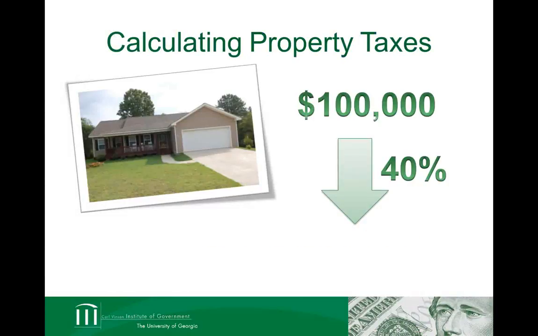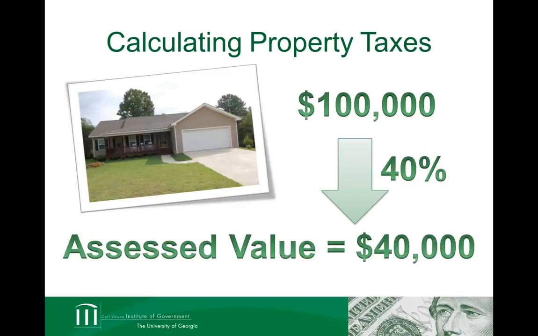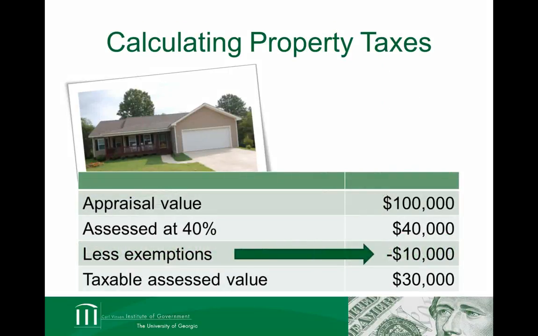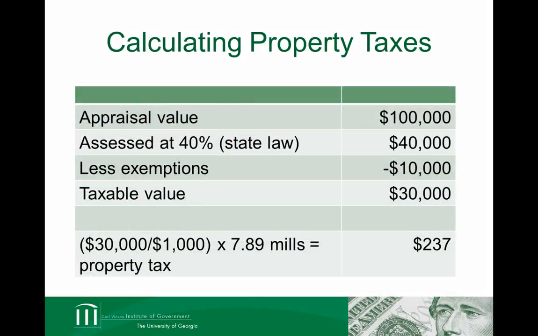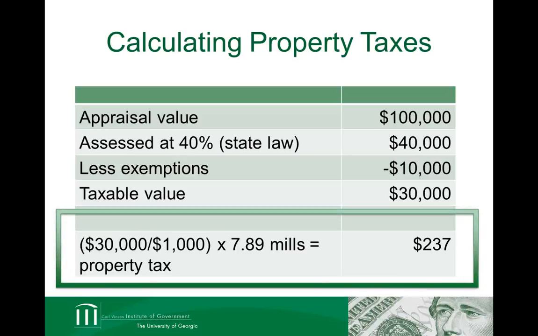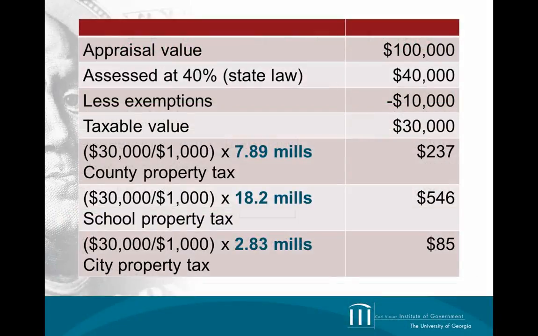For example, if I have a home that has an appraised value of $100,000, then 40% of the $100,000, or $40,000, is its assessed value. If I have exemptions that total $10,000 and I subtract that amount from the assessed value, then I am left with a taxable value of $30,000. To calculate the amount of property tax owed, we divide the $30,000 by $1,000 and multiply times 7.89 mills, which equals an amount of $237 due for this tax jurisdiction's property taxes. Please note the tax is rounded to the nearest dollar in all examples.